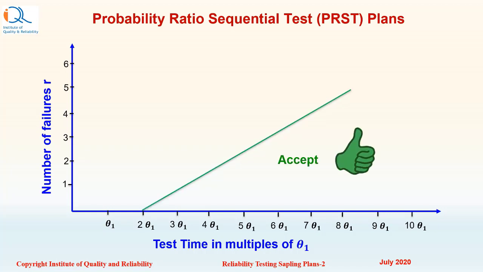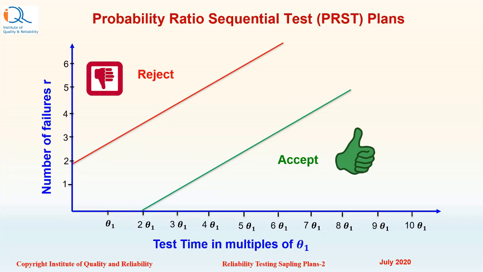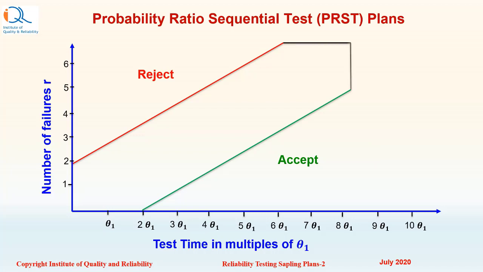The green line is the accept line, below which we will conclude that the equipment meets reliability requirement and accept the equipment for the given reliability. The red line is the reject line, above which we will reject the equipment and our conclusion will be it does not meet our reliability specifications. The test cannot go on infinitely, therefore truncation lines are provided in the standards.